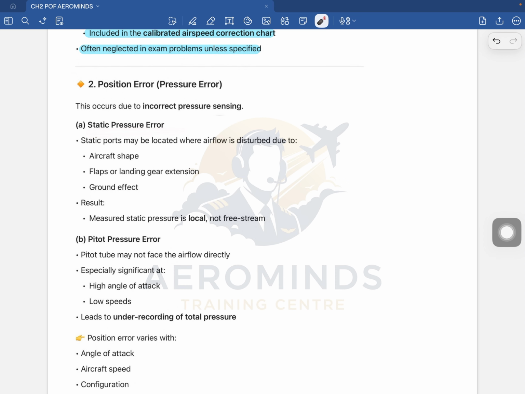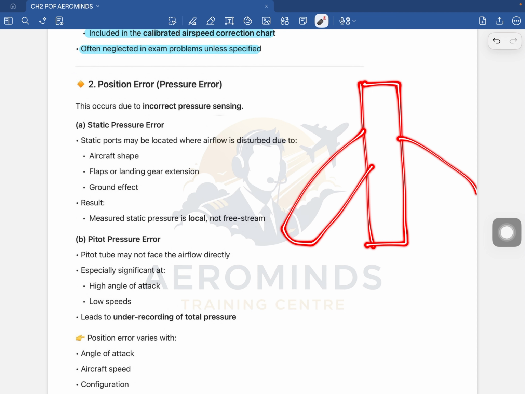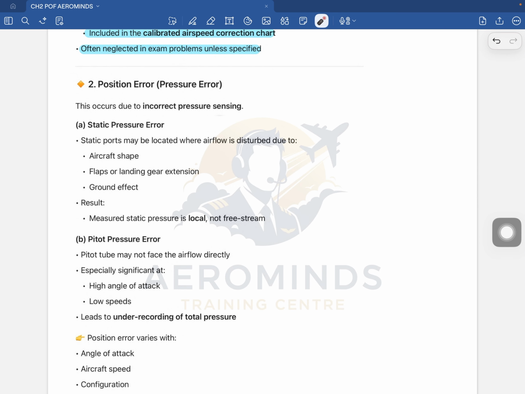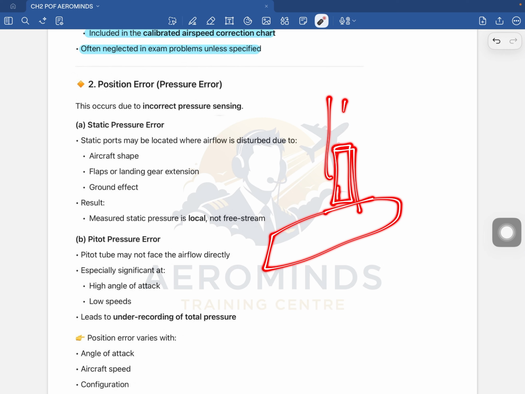Now static ports are placed on the aircraft fuselage. Suppose this is the aircraft's body. Here is the static port placed on the fuselage. Air is coming in this direction, and the port is here, so it is perpendicular to the airflow, and the pitot tube is placed on the wings, so it is parallel to the airflow.